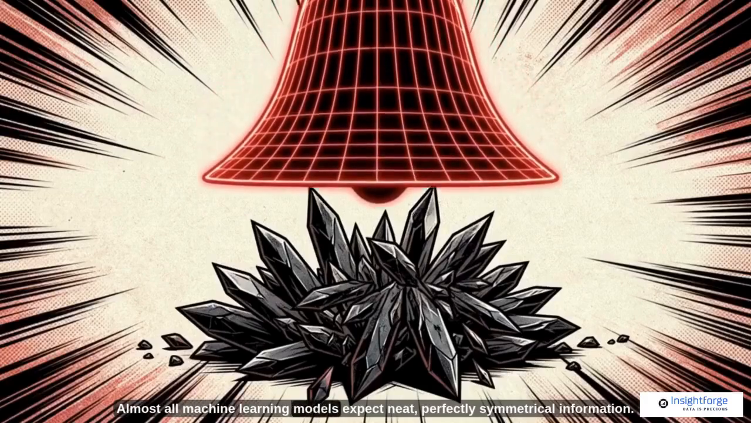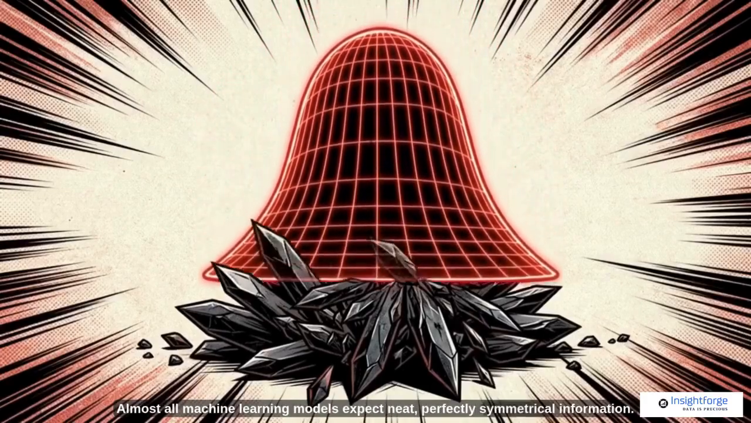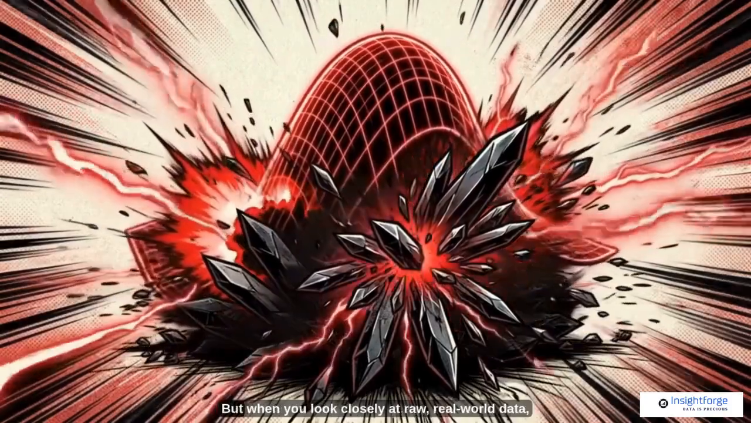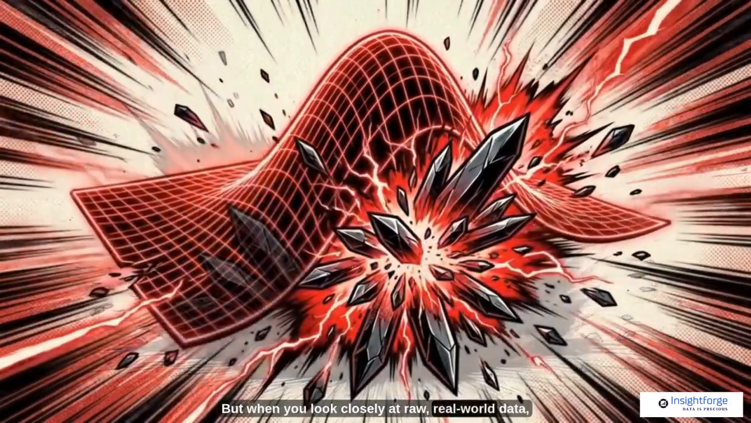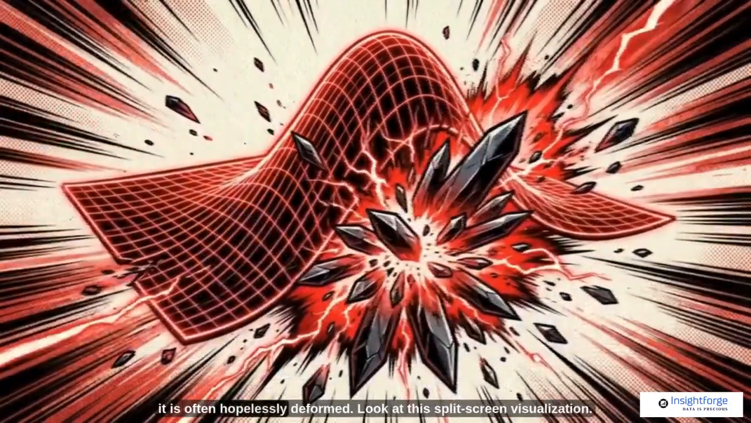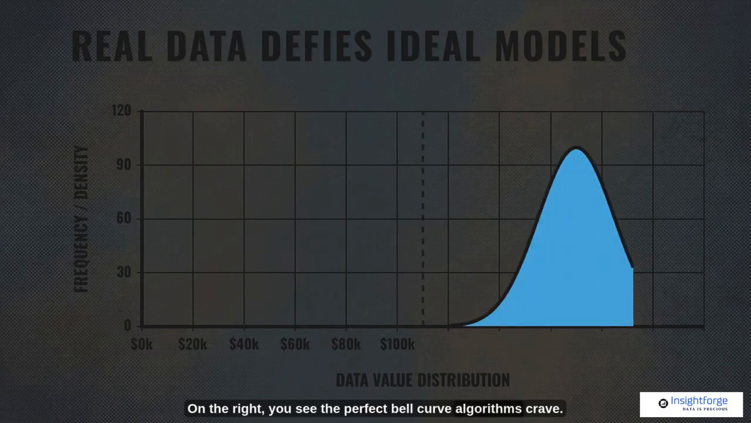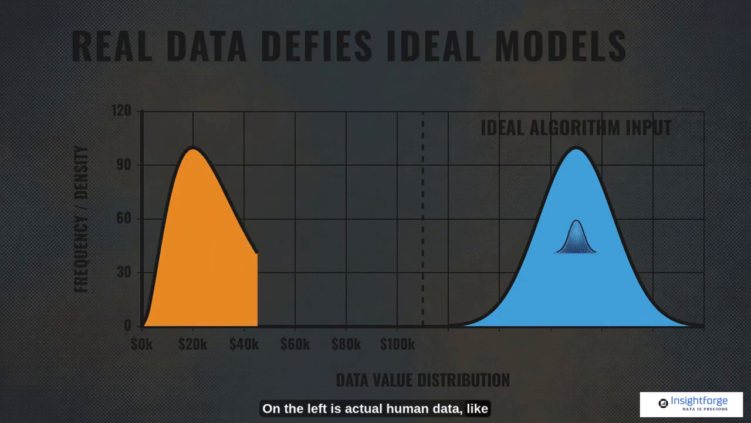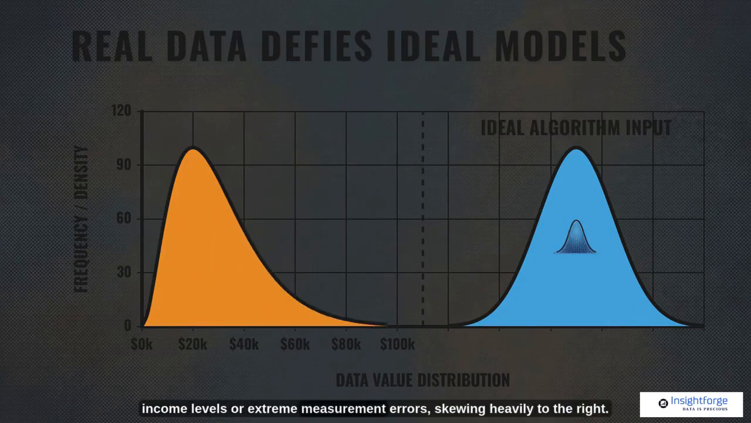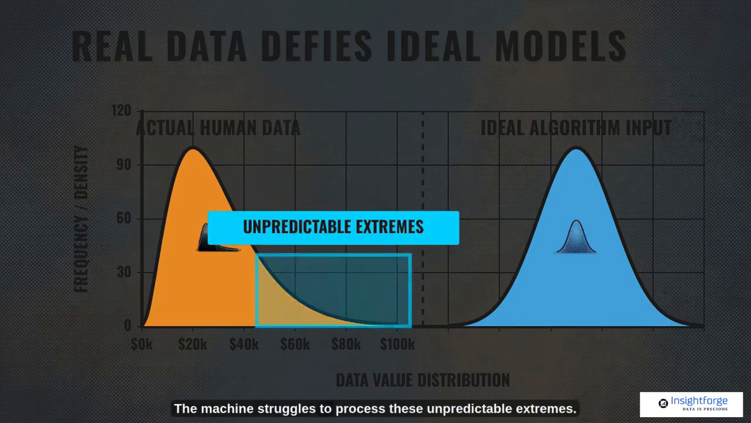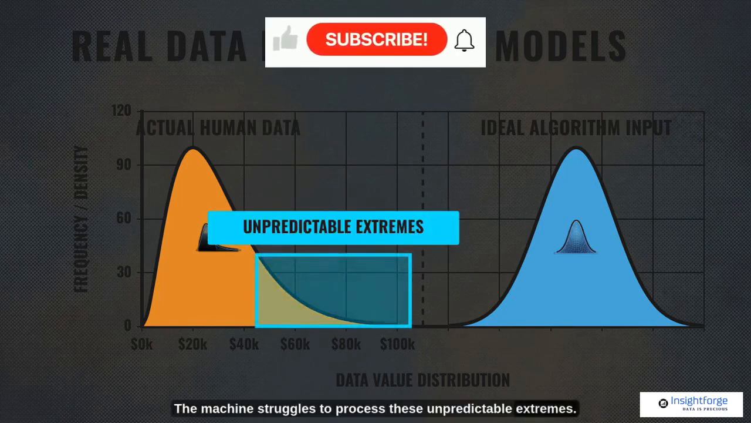Almost all machine learning models expect neat, perfectly symmetrical information. But when you look closely at raw, real-world data, it is often hopelessly deformed. Look at this split-screen visualization. On the right, you see the perfect bell curve algorithms crave. On the left is actual human data, like income levels or extreme measurement errors, skewing heavily to the right. The machine struggles to process these unpredictable extremes.